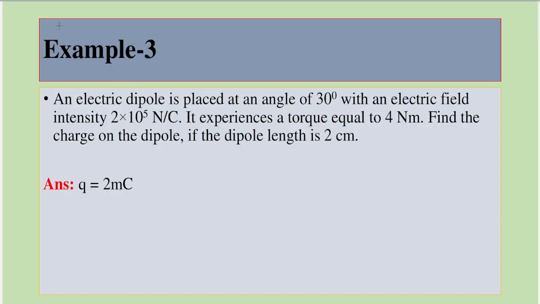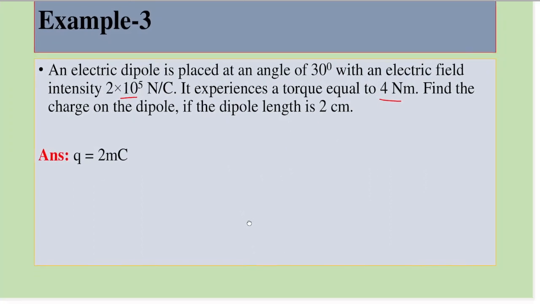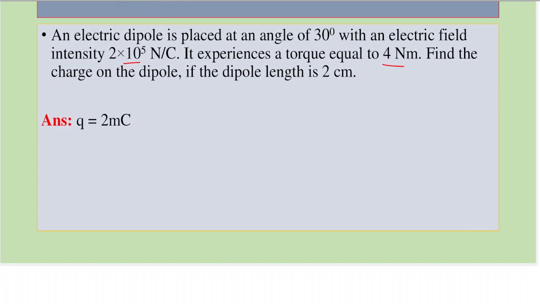Example 3 says an electric dipole is placed at an angle of 30 degrees with an electric field of intensity 2 into 10 power 5 Newton per coulomb. It experiences a torque equal to 4 Newton meter. Find the charge on the dipole if the dipole length is 2 centimeter. Dipole length basically means it is the distance between the two charges. So let's write the data given first.